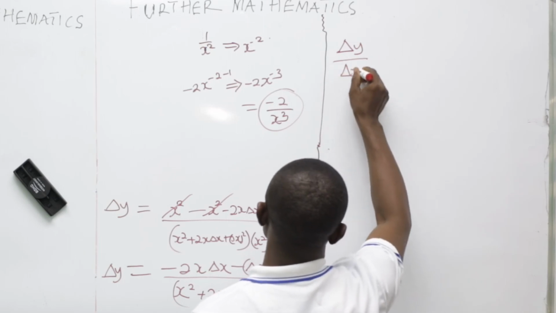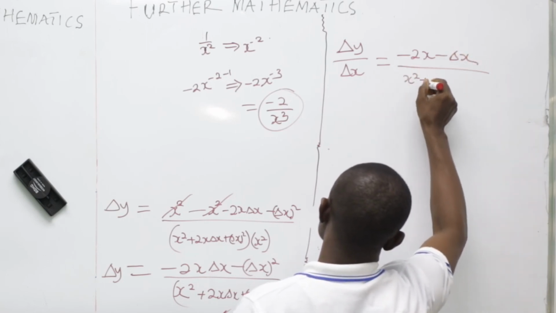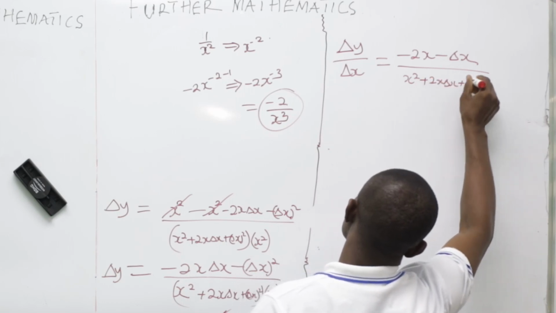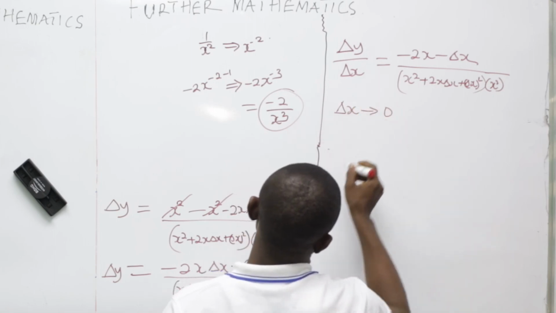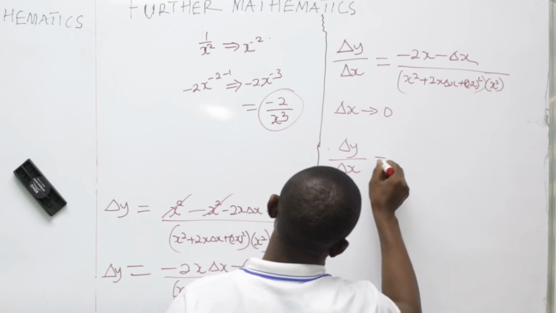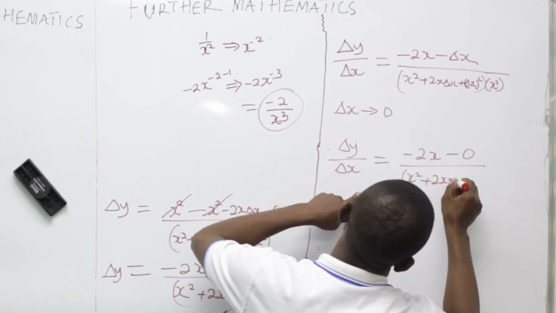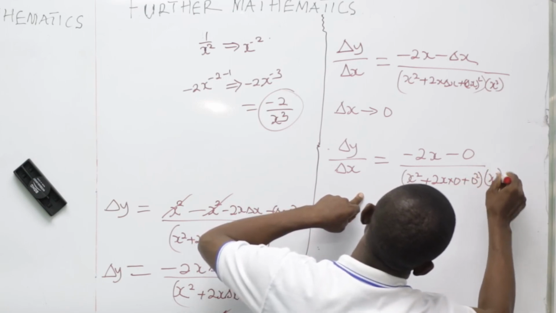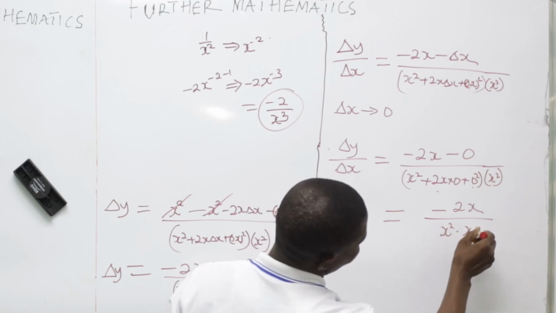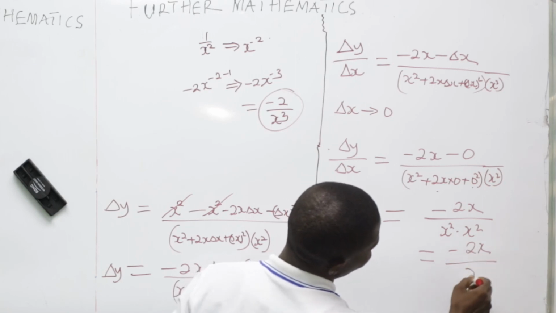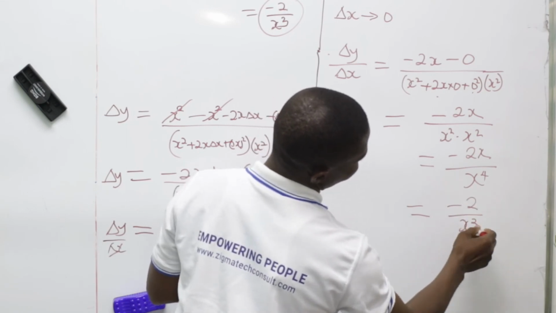dy all over ds equals minus 2s minus change in s, divided by s squared plus 2s change in s plus change in s squared, all into s squared. If change in s approaches 0, dy all over ds will give us minus 2s minus 0, all over s squared plus 2s times 0 plus 0 squared, into s squared. We are going to have minus 2s all over s squared times s squared to give us what? Minus 2s all over who? S raised to the power 4. This will now give us minus 2 all over s raised to the power 3.